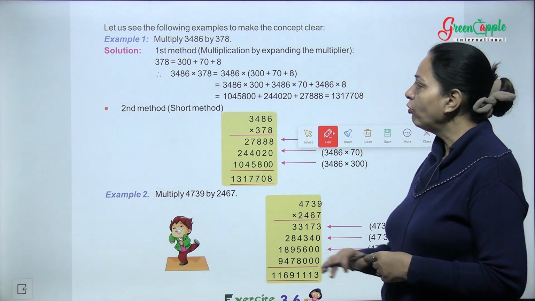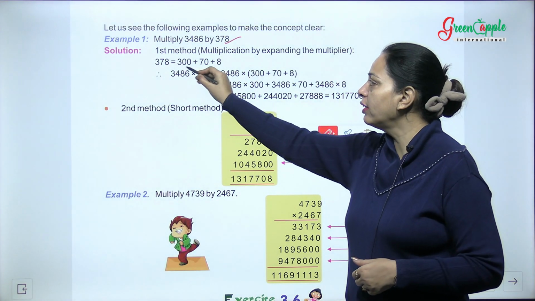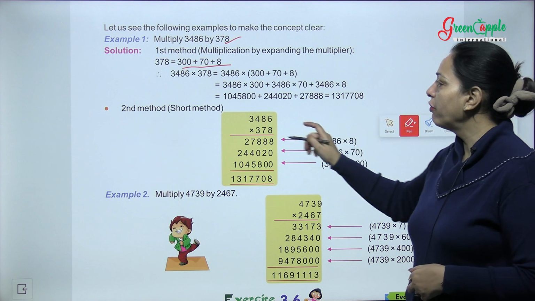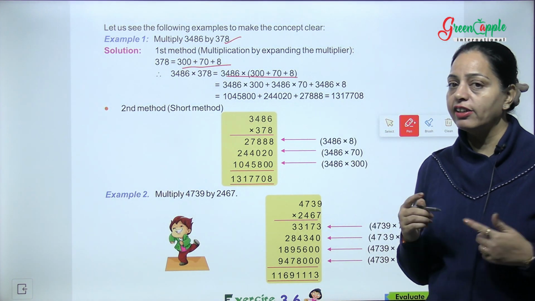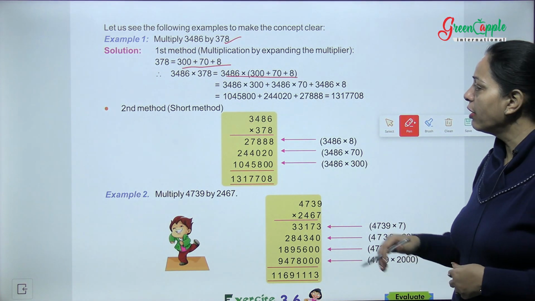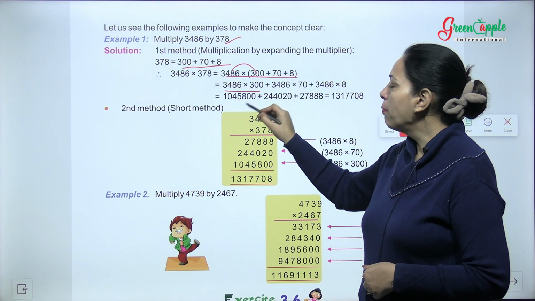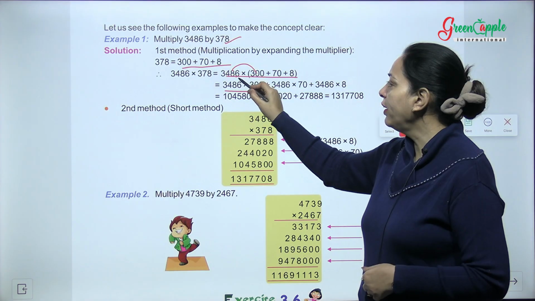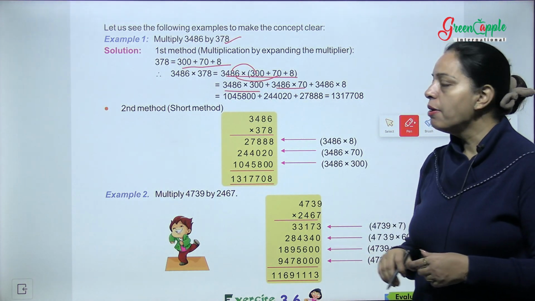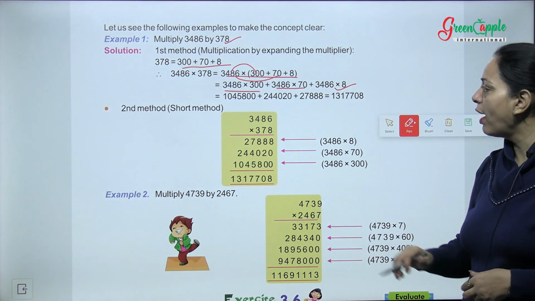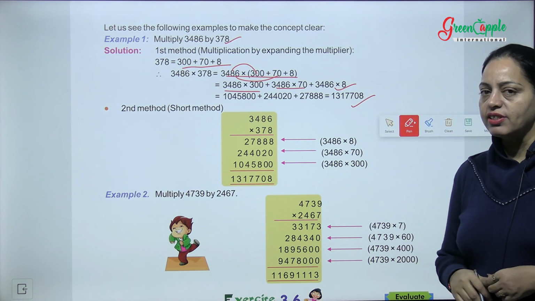तो हम क्या करेंगे, 378 को break कर देंगे, 300 plus 70 plus 8. Now we can write like this, like in distributive property. So same here, 3486 into 300 plus 3486 into 70 plus this number into 8. Now multiply and then add the results.